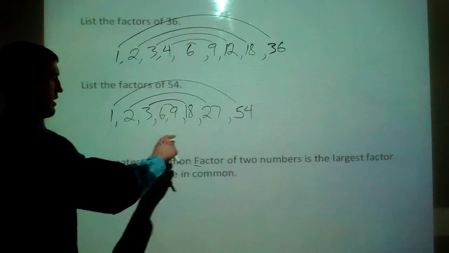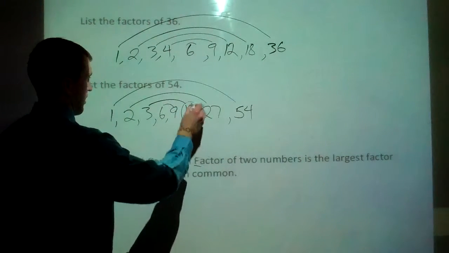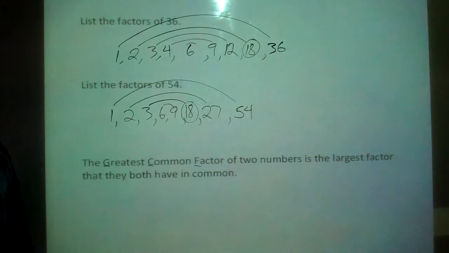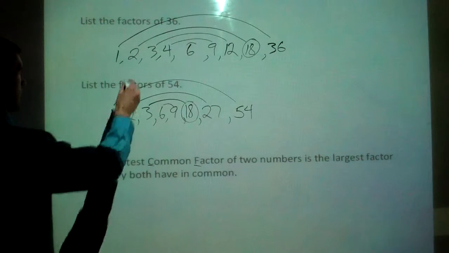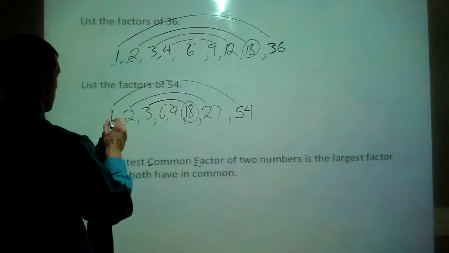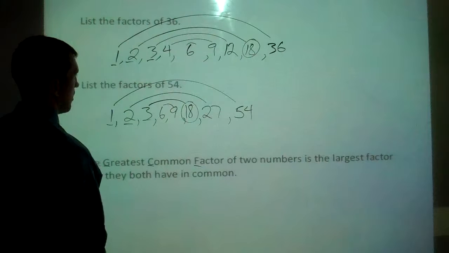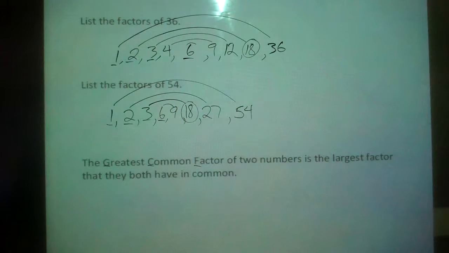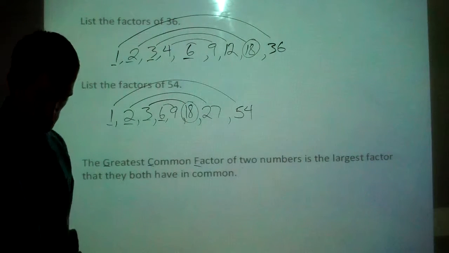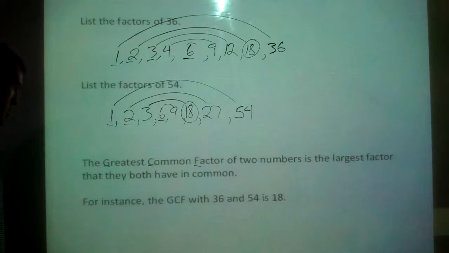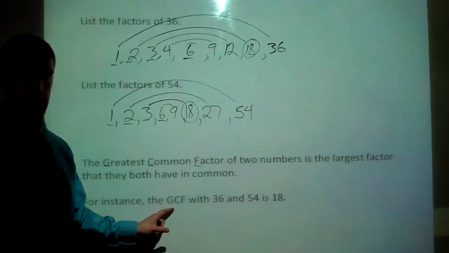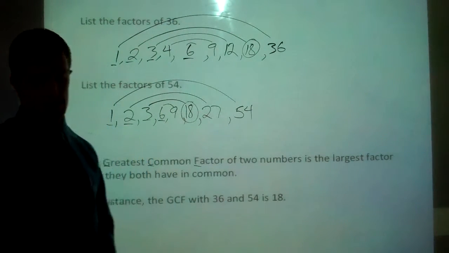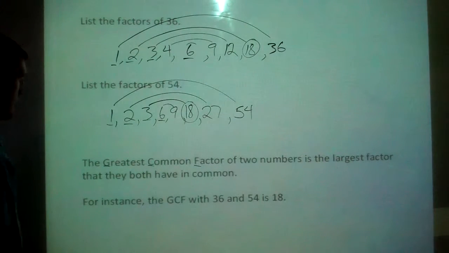So we look down the line here, and we've got 18 and 18. They share more than just 18. They also share 2s, 1s, 3, 6. But 18 is the greatest one that they share, so we would say the greatest common factor, or the GCF, of 36 and 54 is 18. So that's how we figure out the GCF.